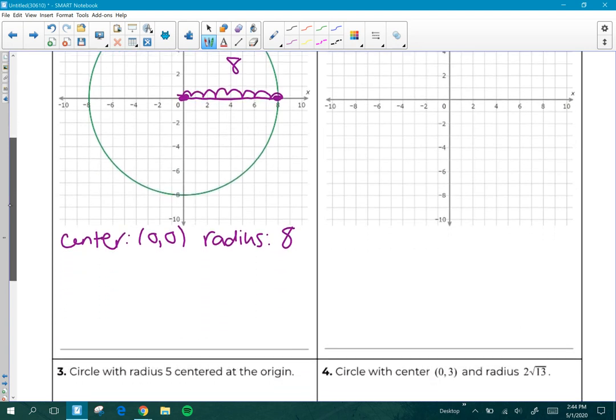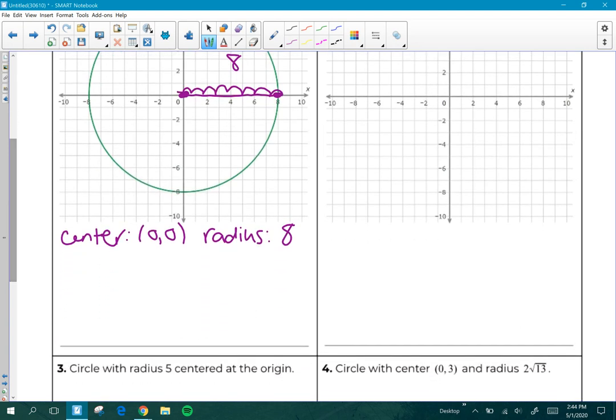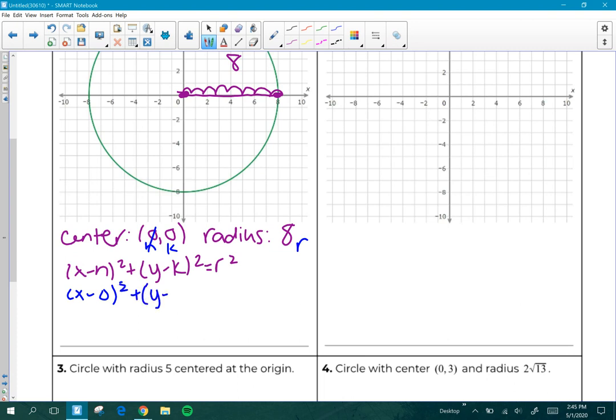Now that I have that information, I can plug it into my standard form. My standard form is (x - h)^2 + (y - k)^2 = r^2. Now I know that 8 is my r. I know that 0 is h and 0 is also k. So I can plug all of that in. Here I'm going to have (x - 0)^2 + (y - 0)^2 = 8^2.